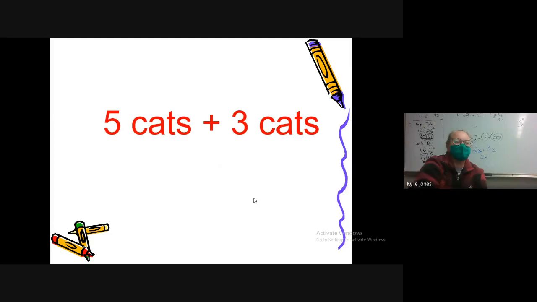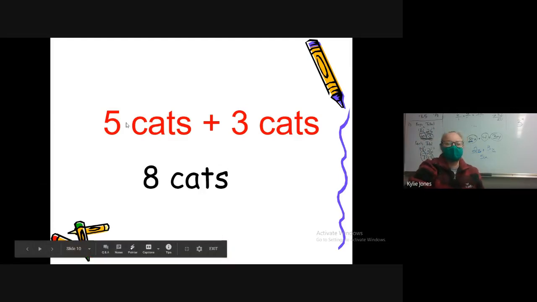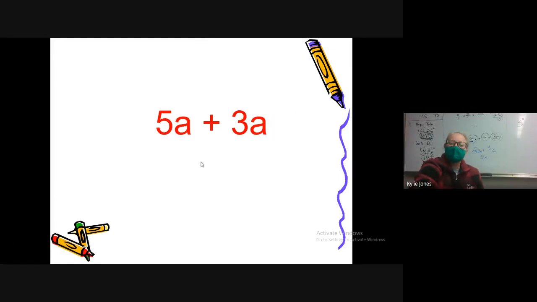So, it's like taking cats and dogs. You can add together that there's 5 cats plus 3 cats, and how many cats total are you going to have? 8 cats. Super easy, right? You can replace cats with the variable c and say 5c plus 3c equals 8c.